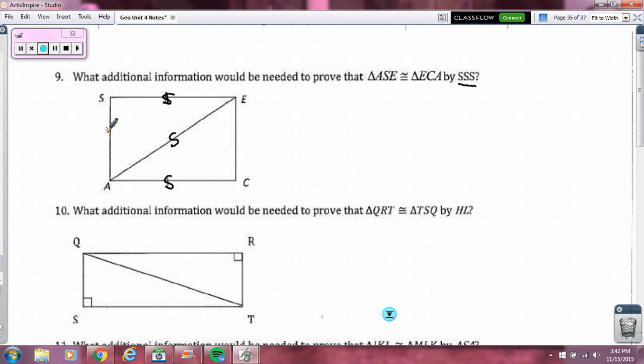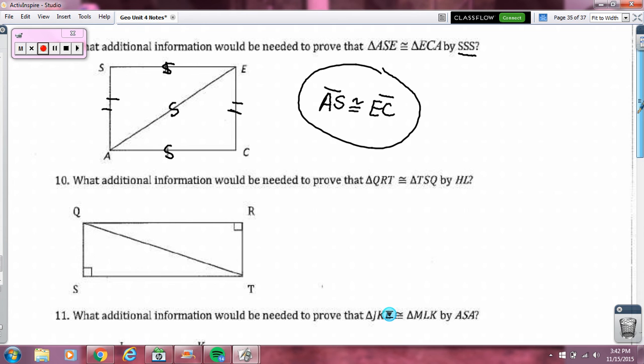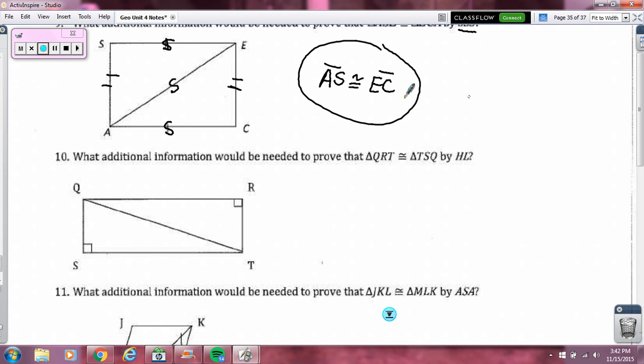So the only ones that we still need are these guys that are off to the side. We would need AS congruent to EC. Notice that putting the little markings on there isn't enough for me to answer this question. You've got to actually write out the thing that you would need. And we want to try to just have one extra piece of information that's needed. You don't need to write AE congruent to itself because we already know that. We already know that they have this shared side.